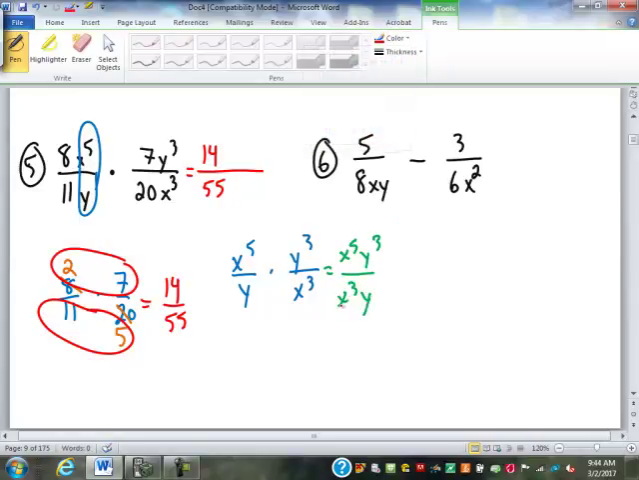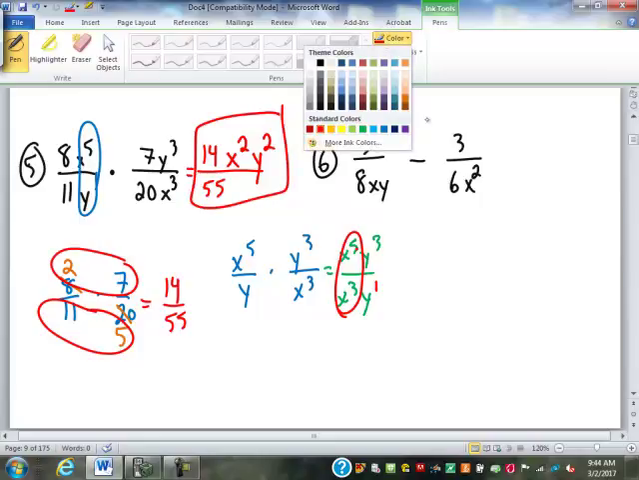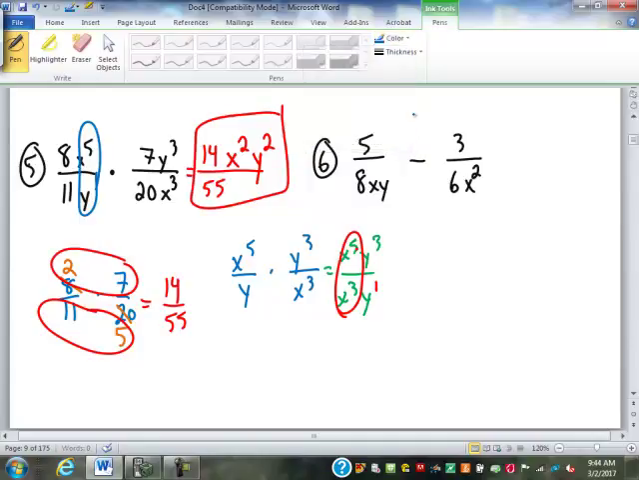So now the x is going to go where? Top or bottom? Top, because the larger power is on top. And it'll have a power of 2. 5 was the bigger power, and 5 minus 3 is 2. Where's the y going to go? Top or bottom? Top. And it'll have a power of 2. Good, because 3 minus 1 is 2. So 14x squared y squared, all over 55. Any questions there?